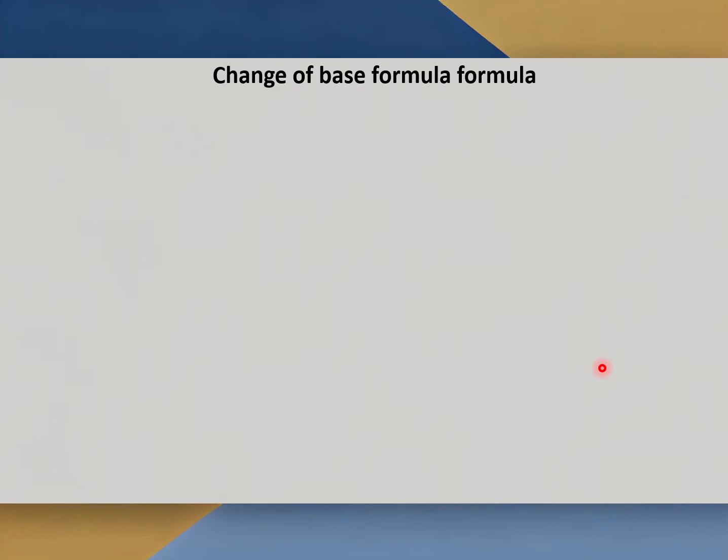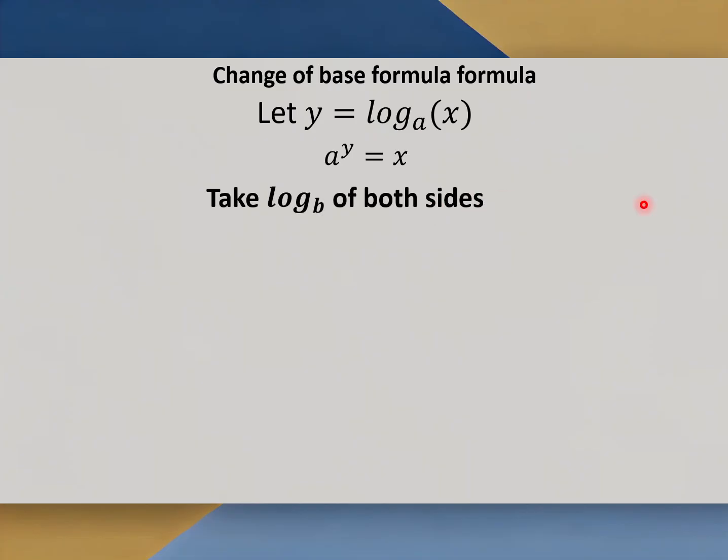Okay, let's look at the change of base formula. I wrote formula twice, apologies. Okay, so the first thing we're going to do is let y be equal to log base a of x. We are then going to take log b on both sides, so we're doing an equivalent action. That gives me y log base b of a is equal to log base b of x. So it is an equivalent relationship.